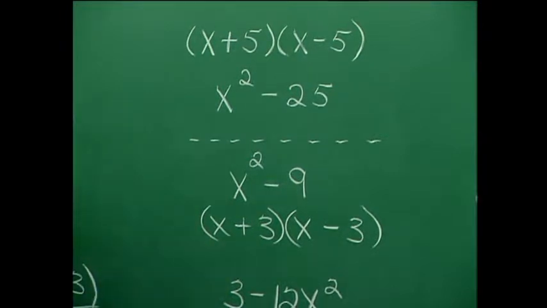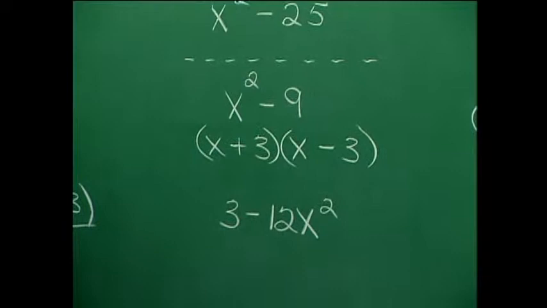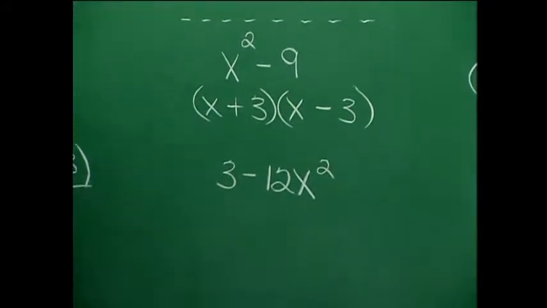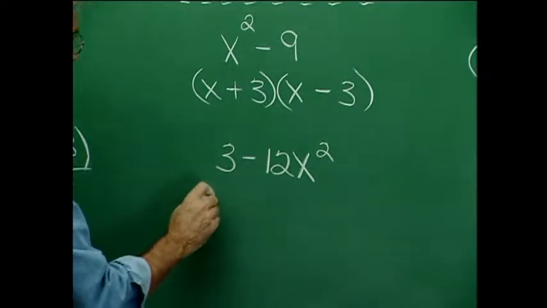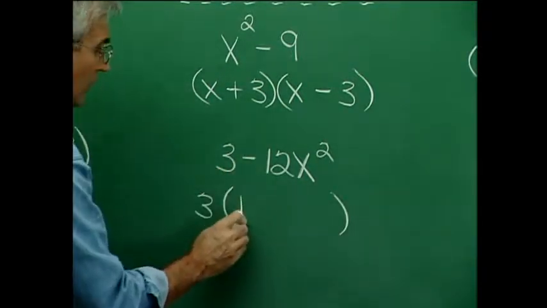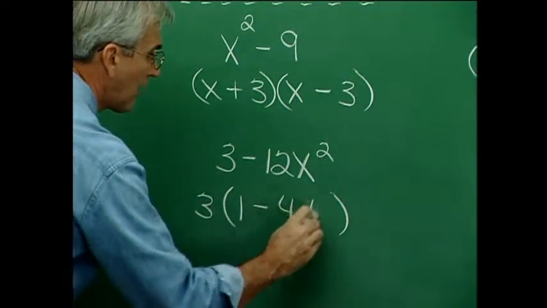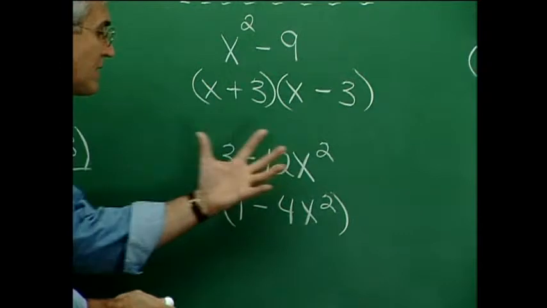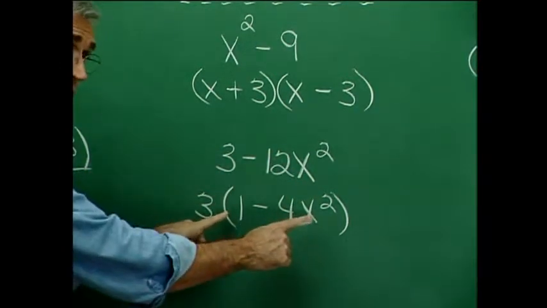Now here's a situation where this is not the difference of squares, but we're supposed to look for a common factor when we begin the factoring process. And here we have 3 as a common factor. When we take the 3 out of this term, we're left with 1. We take 3 out of this term, and we're left with minus 4x squared. Now, once we take out that common factor of 3, we see that here we have the difference of squares.